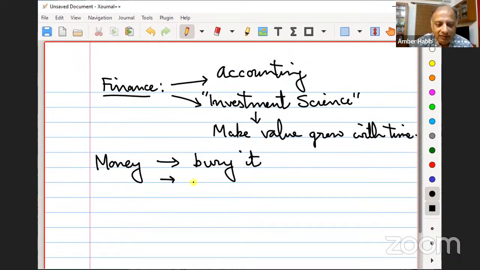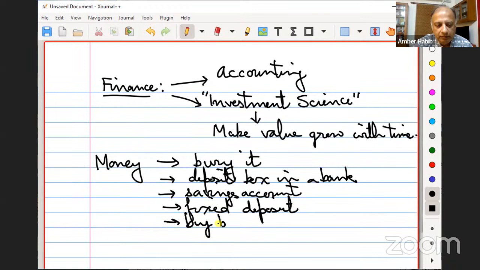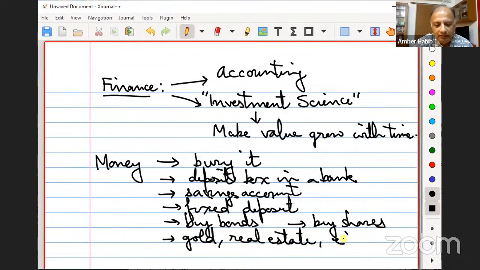You might go for a safer version of this. You might put it in a deposit box in a bank, in a locker in a bank. But you might have more ambition than that. Rather than just preserving it, you might want it to grow. And so for now, of course, there are still many options. You could put it in a savings account. You could put it in a fixed deposit. You could buy bonds. You could buy shares. Or you could invest in many other things. People like to invest in gold. They like to invest in real estate, etc. So there's no end to the list of things that you could try. You could invest in famous paintings or whatever. There are many options, right?